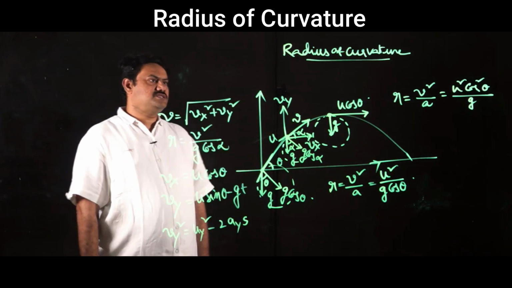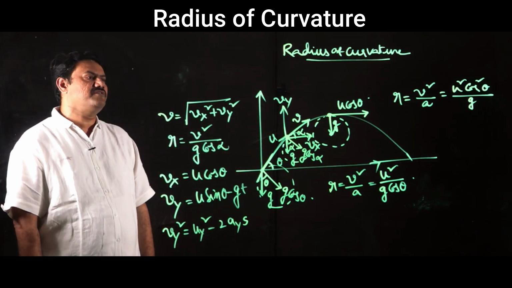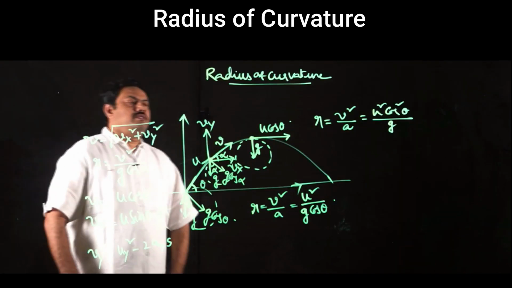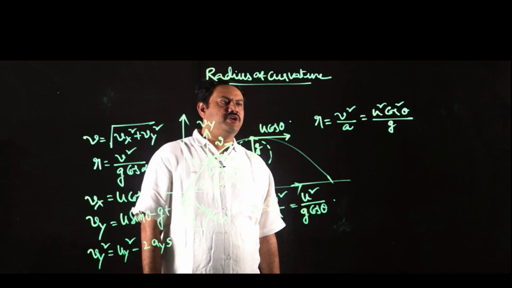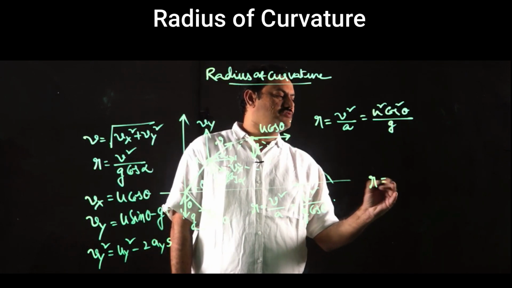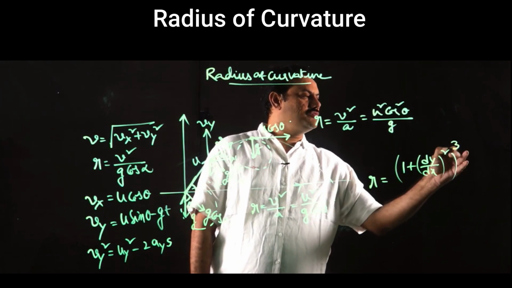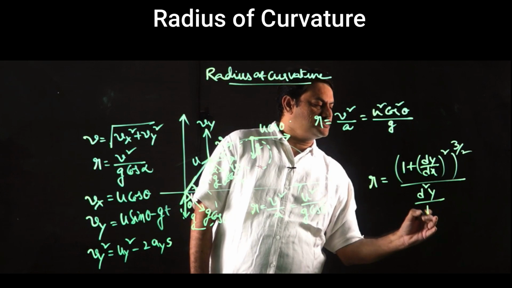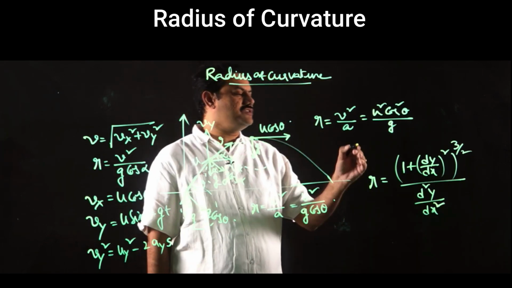And one more method is there to calculate the radius of curvature. If y is a function of x, that is, if the position y and x change according to an equation, then the radius of curvature r is equal to (1 plus (dy by dx) whole square) whole power 3 by 2, divided by d square y by dx square. If y is a function of x, then to calculate the radius of curvature we can use this formula.